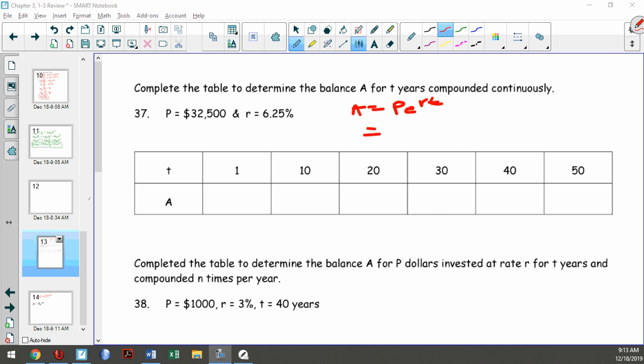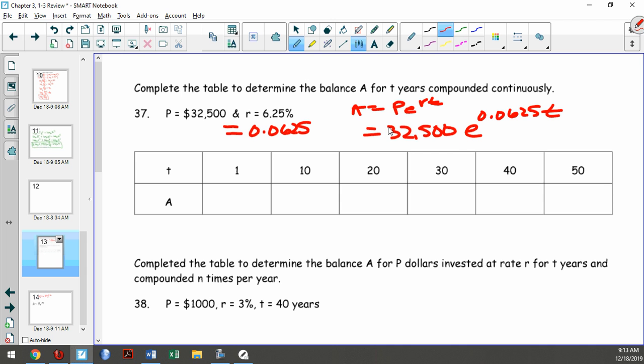In this problem, what is P? It is the amount that we initially invested, the $32,500. E is going to be our number 2.718 that we're going to utilize in our calculator. R is going to be my interest rate. Can I use my interest rate at 6.25%? No. What number am I having to plug in for that? Very good. So this is 0.0625, and T is going to represent my time.